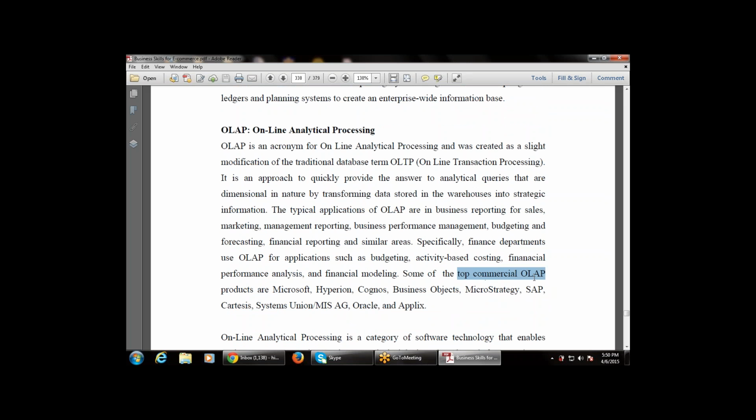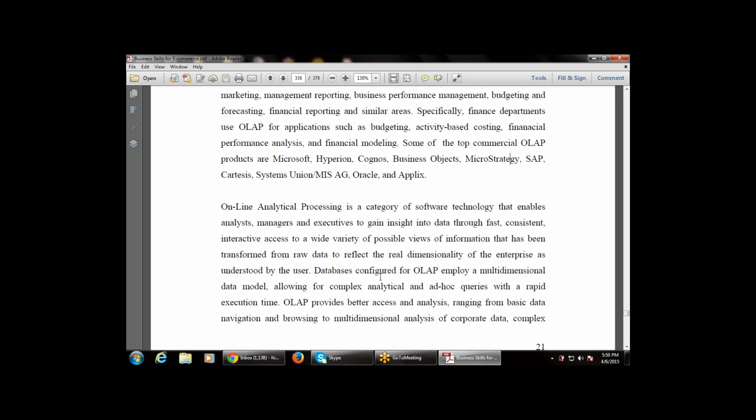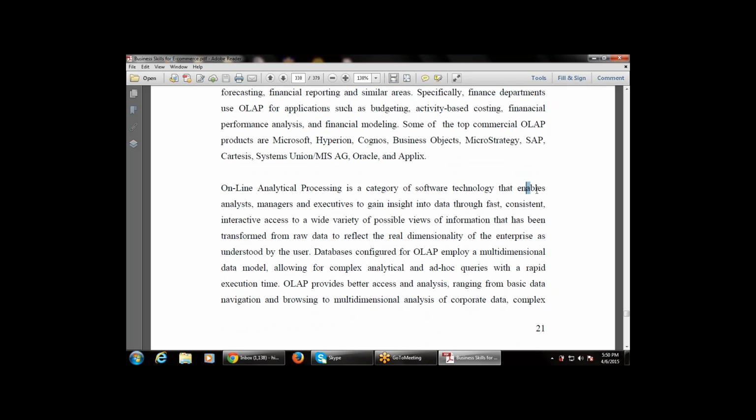Some of the top commercial OLAP products are, so what are the various OLAP products? Microsoft, Hyperion, Cognos, Business Objects, MicroStrategy. These are the various online analytical processing tools that enable analysts, managers, and executives to gain insight into data through fast, consistent, interactive access to a wide variety of possible views of information that has been transformed from raw data to reflect the real dimensions of the enterprise.